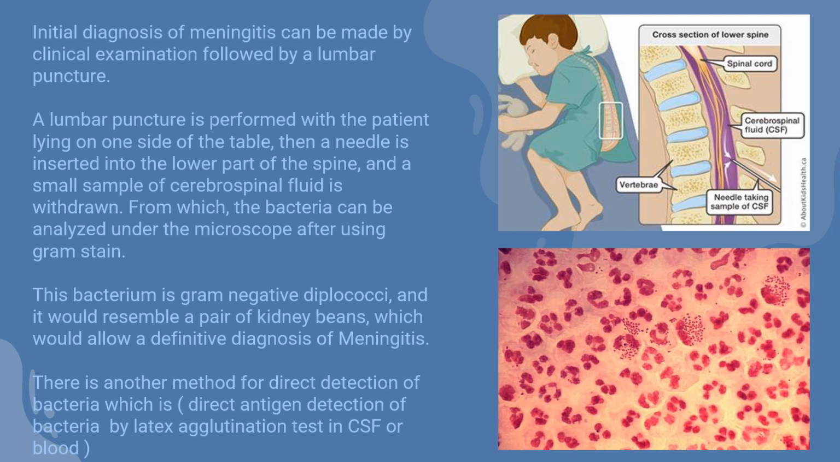from which the bacteria can be analyzed under the microscope after using gram stain. In this case, the bacterium is gram-negative diplococci, and it would resemble a pair of kidney beans, which would allow a definitive diagnosis of meningitis. There is another method for direct detection of bacteria, which is direct antigen detection of bacteria by latex agglutination test in the CSF or blood.